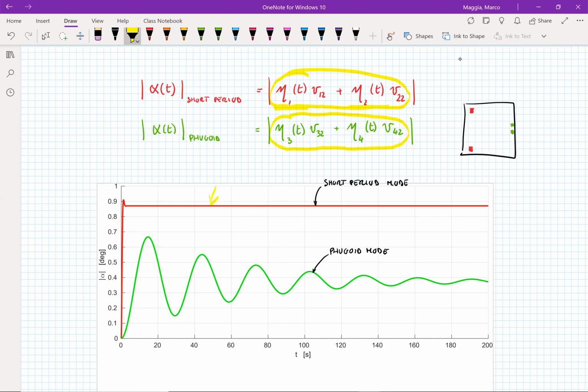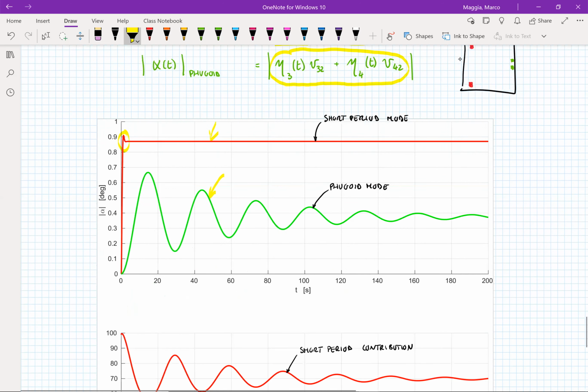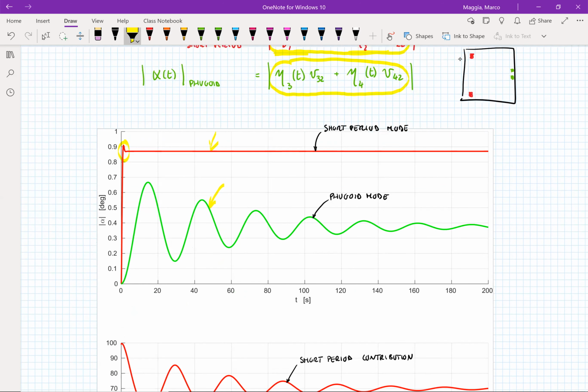in contrast with the contribution of the phugoid mode. So the short period mode, it's sudden, it's quite steep in the beginning, high frequency, but dies down pretty quickly and then remains constant. All right. Whereas the phugoid mode, it's oscillating and with a much longer period, as we expect.